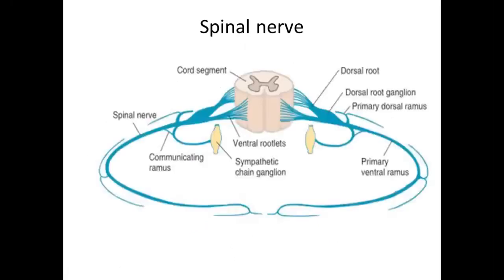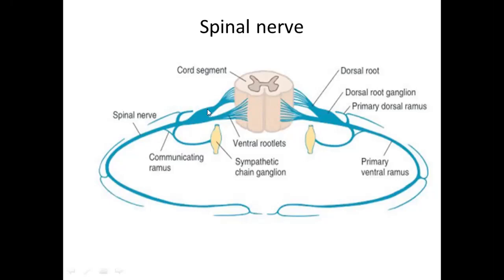As we said, each pair of spinal nerves appears from a spinal cord segment, and both have the same number. Each pair, right and left, appears from a spinal cord segment by two roots. The anterior root, which exits the spinal cord at the anterolateral sulcus, is the motor root or ventral root. And here posteriorly, this is the dorsal root or sensory root. It enters the spinal cord at the dorsolateral sulcus.